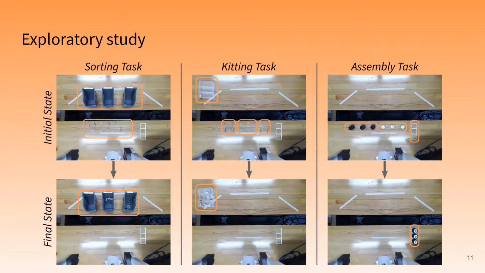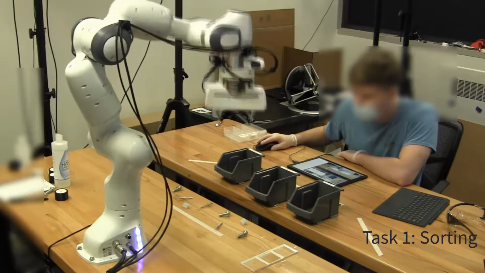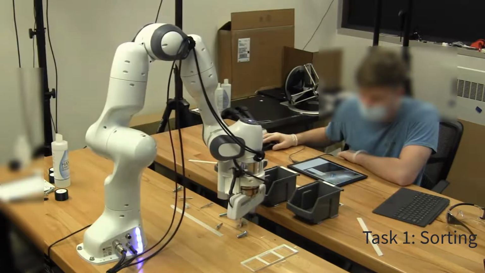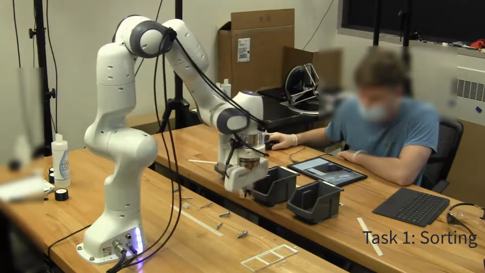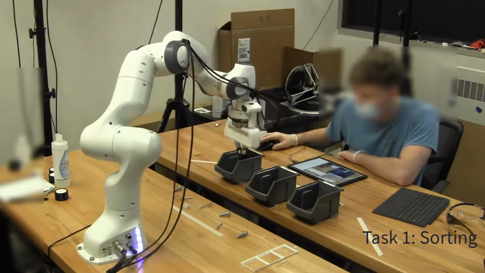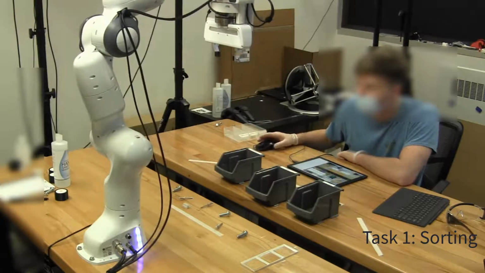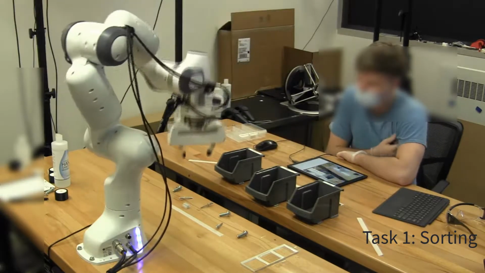We performed an exploratory study of our system where 10 participants completed 4 tasks of increasing complexity: a sorting task, a kitting task, and an assembly task which had to be completed twice, once with live programming and once without live programming. In the sorting task, participants programmed the robot to move 3 different types of hardware into 3 corresponding bins. One way to program this task was to have a trigger action pair for each class of objects to move the object to the corresponding bin if it was detected on the robot table.